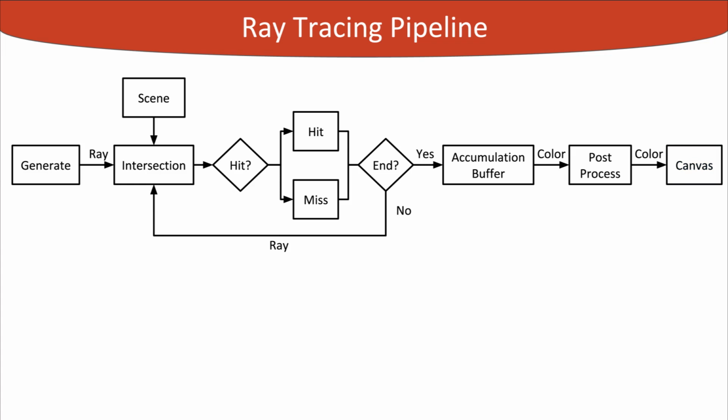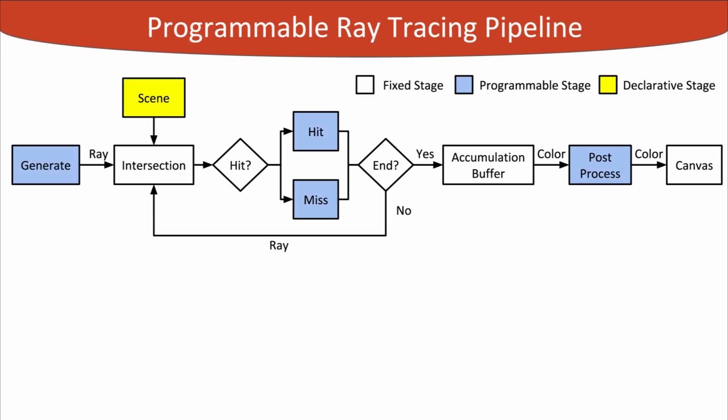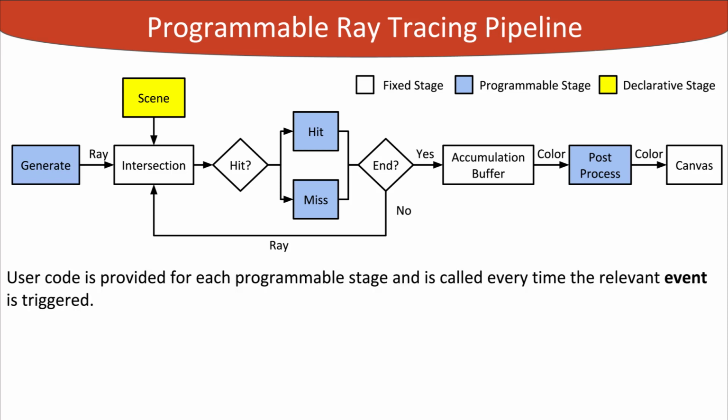The question that is raised naturally is which of these steps should be programmable. To maintain simplicity and in accordance with modern graphics APIs, we came up with the following programmable pipeline: 1 declarative stage for scene specification and 4 programmable stages for supporting a wide range of ray tracing based algorithms. In this pipeline, user code is provided for each programmable stage and is called every time the relevant event is triggered. Since we are using WebGL, the programming language is the familiar GLSL language.